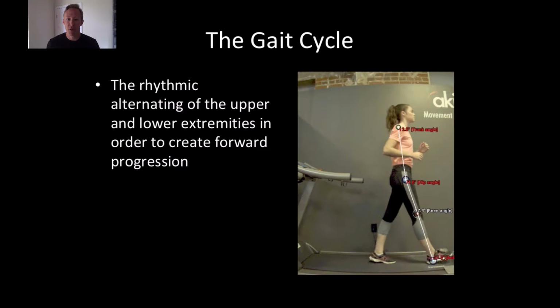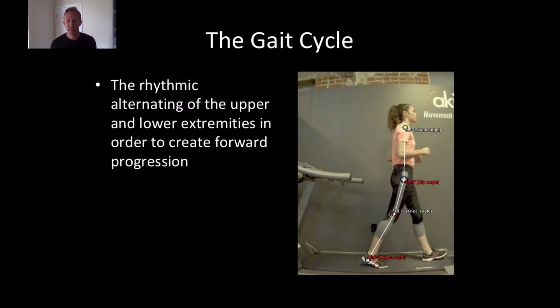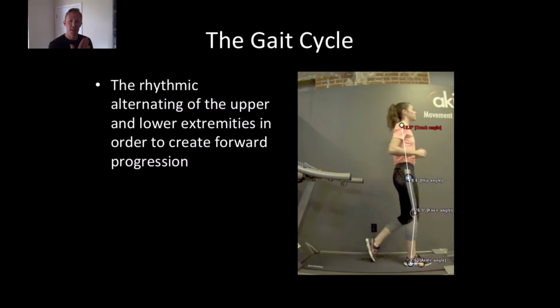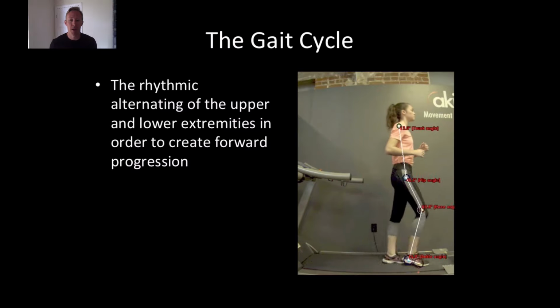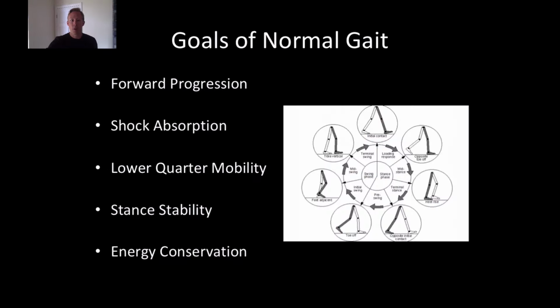Some of you might notice she's going backwards on the treadmill. This was a special treadmill we had to analyze gait, so they could walk forward and we could get their left side, and then they could walk backwards and we could get their right side. So, pretty cool treadmill. All right, so looking at goals of normal gait, we mentioned forward progression.